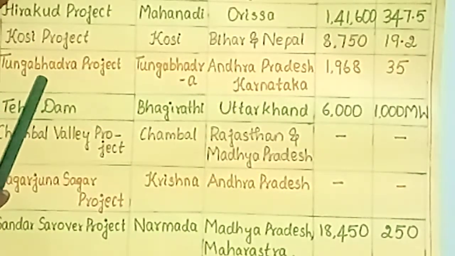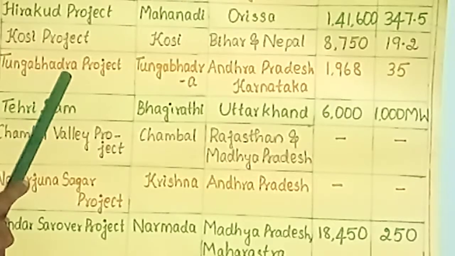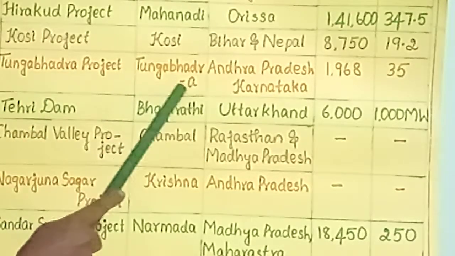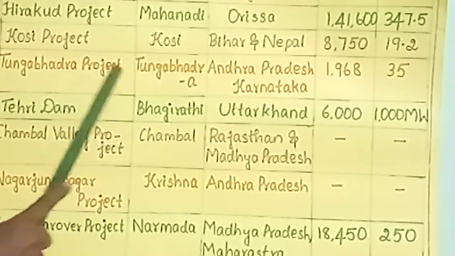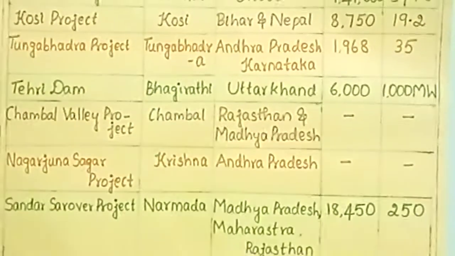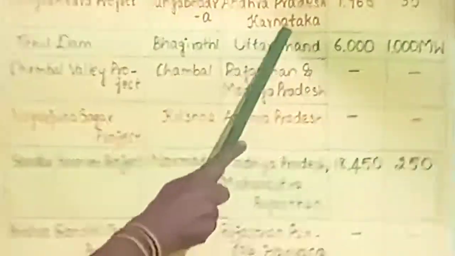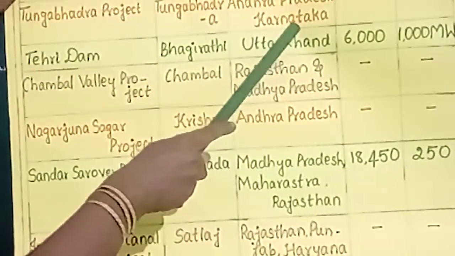Then the next one is the Tungabhadra project. This dam is built across the river Tungabhadra. The benefited states are Andhra Pradesh and Karnataka.